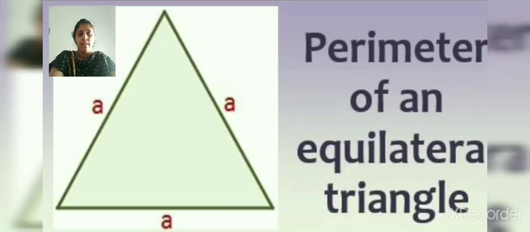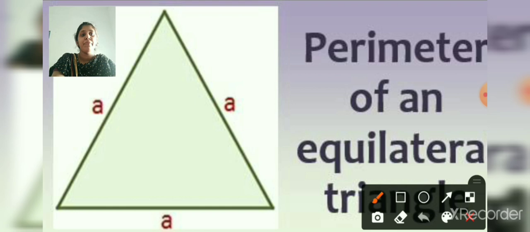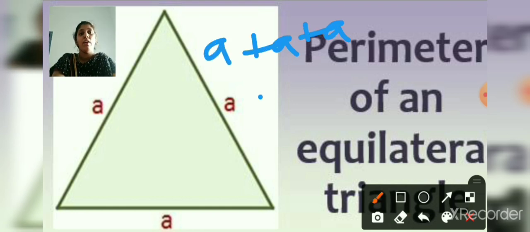The next one, perimeter of an equilateral triangle. Now what is an equilateral triangle? An equilateral triangle will have all sides equal in length. Now, how can we find the perimeter of an equilateral triangle? As usual, as we did, A plus A plus A, or we can write it as 3 into A, that is 3 into the length of one side.